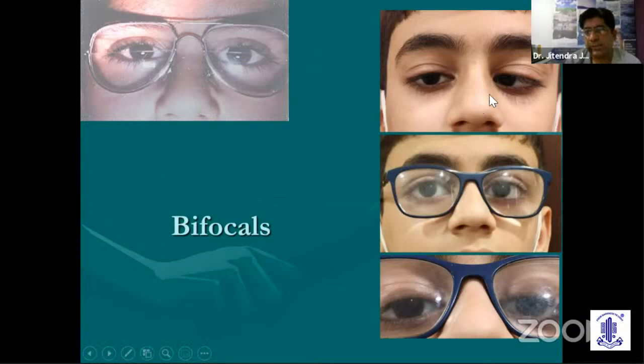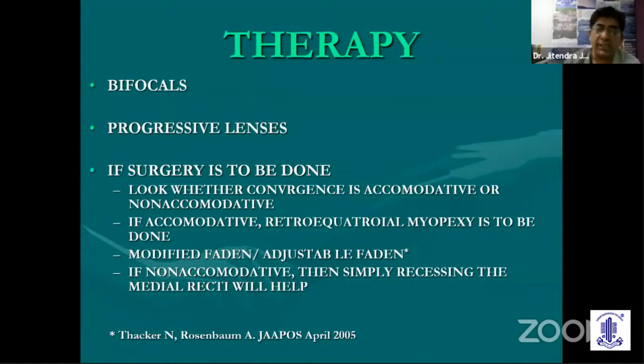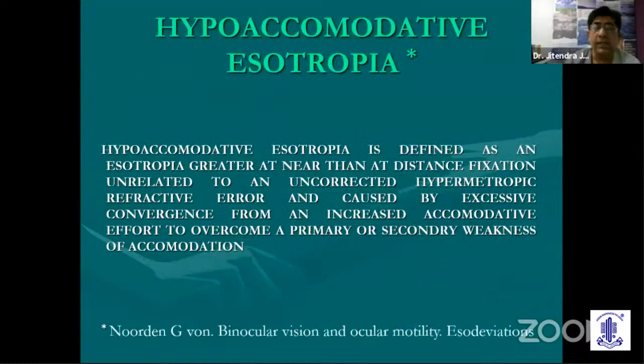So this is a patient you can see without glasses. He is having eso. With glasses for distance, his eso is gone, but he is using progressive glasses. So you can use progressive glasses, but what you have to do is reduce the intermediate segment and increase the near segment. That is very important when you go for progressive glasses in children, especially when you are treating a non-accommodative high AC by A ratio patient. This is regarding the treatment which we have already discussed.